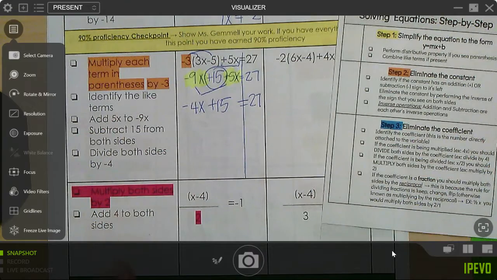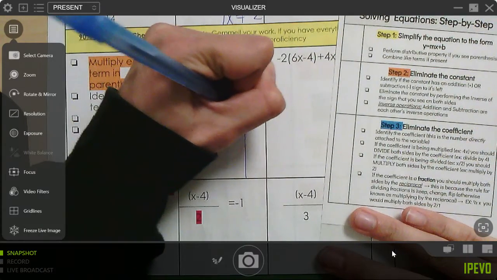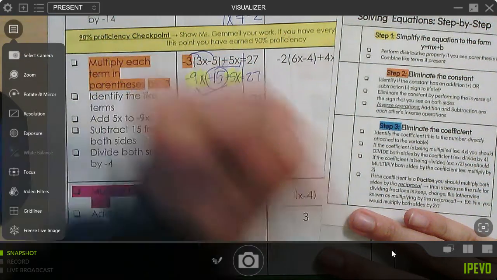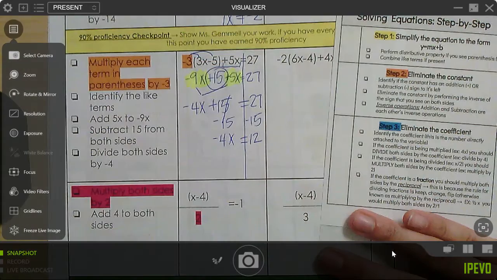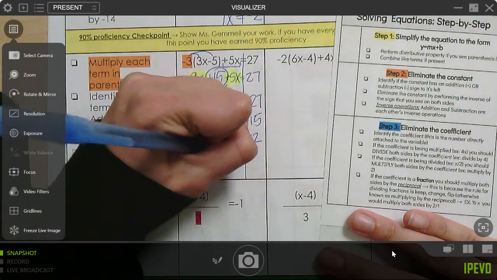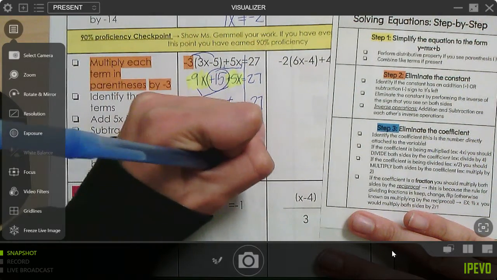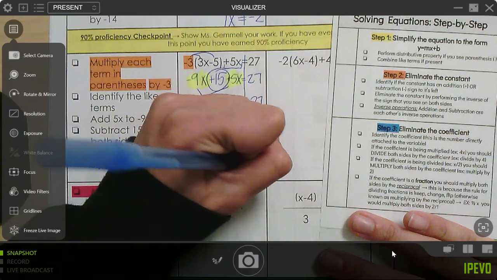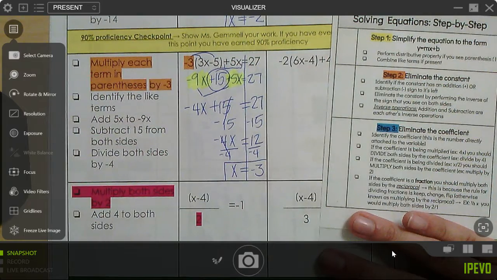Now we have a two-step equation, so we can eliminate the constant, then eliminate the coefficient. So I'm going to subtract 15 from both sides. So I have negative 4x left on the left side. 27 minus 15 is 12. Now I'm going to divide by negative 4 on both sides. So I have x equals, and then positive divided by negative is negative 3. So we're left with x equals negative 3.